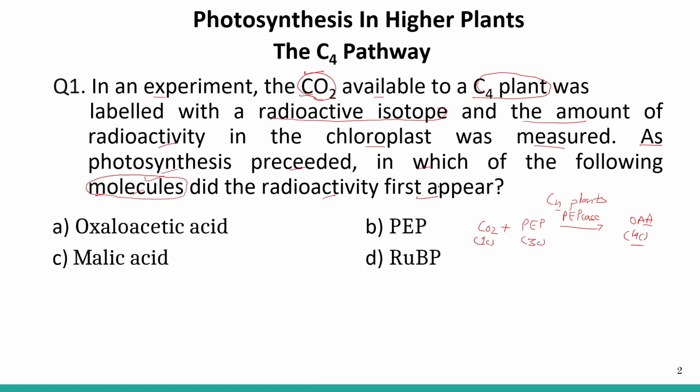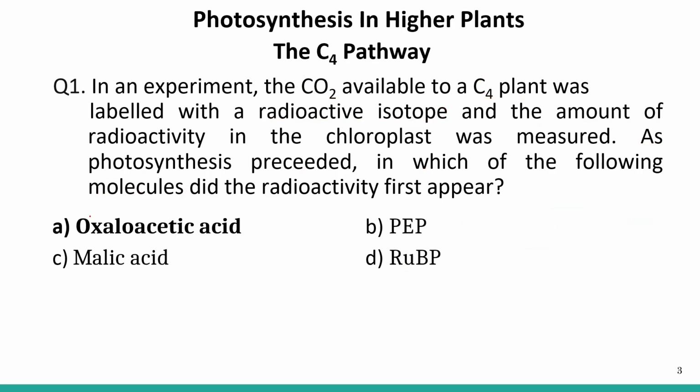Now they have radio-labeled the carbon in the carbon dioxide. As the metabolic pathway progresses in the chloroplast, oxaloacetic acid is formed, so radioactivity should be present in oxaloacetic acid. The options are oxaloacetic acid, phosphoenol pyruvate, malic acid, or RuBP. So what should be the correct answer here? Oxaloacetic acid is the correct answer for this question.